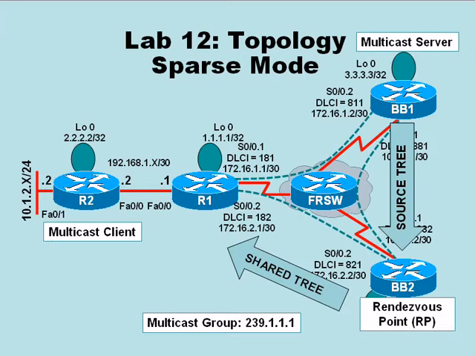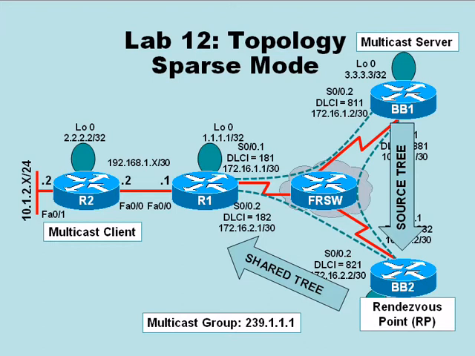But a downside to this approach is we do not have an optimal path, do we? Our path should go from BB1 directly to R1 and then over to R2. Instead, we're going the long way around. We're going from BB1 to BB2 to R1 to R2. Fortunately, sparse mode supports something called SPT switchover. That stands for the shortest path tree switchover.